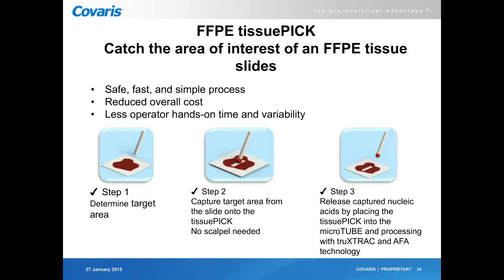So what is tissuePICK? It's really a tool that we designed to collect an area of interest of an FFPE tissue slide. So it's a very safe, fast, simple process, low cost, with less operator hands-on time and variability. So how does it work? First, with the tissuePICK, you determine the target of interest. Then you capture it by sweeping the tissuePICK on the slide. And then you release the tissuePICK into a microtube for paraffin removal.